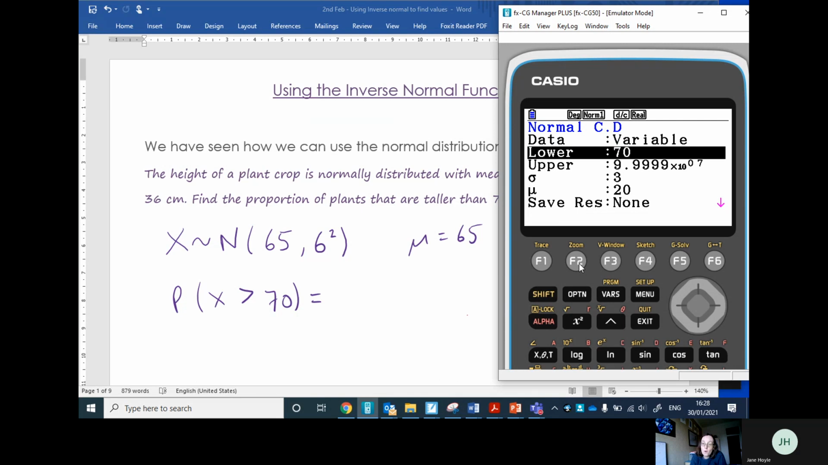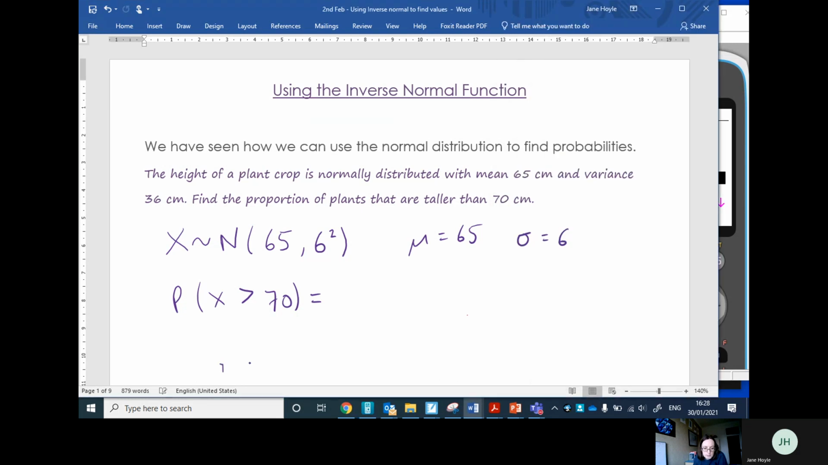I have already typed in, I want the lower to be 70 and I want the upper. We generally just type in a really, really big number. And of course, what I encouraged you to do, and we're going to be doing the same again today, sketch the curve. Okay, think, right, because I have got 65 there, I need to look at an area of 70 and above.